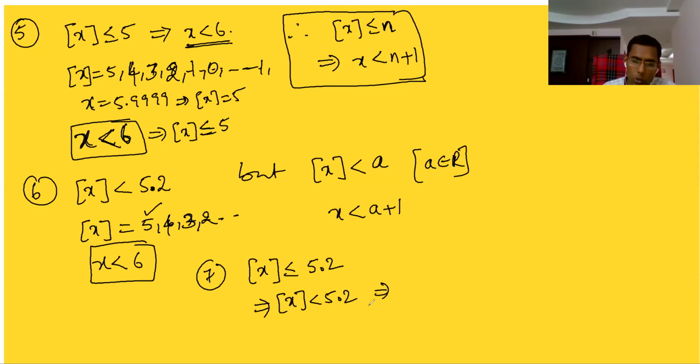Less than 5.2 means what? x is less than 6. That means x can be up to 6 but not 6. 5.999 also, you get [x] less than 5.2. So here also same thing only. So that implies, from these two you can write x is less than 6. So here, less than or equal to 6 is also the same only. I think I told this is enough.